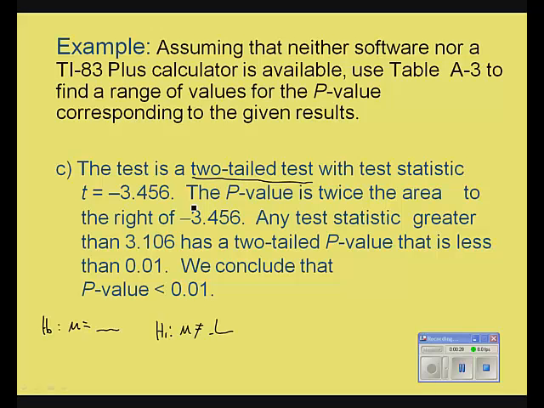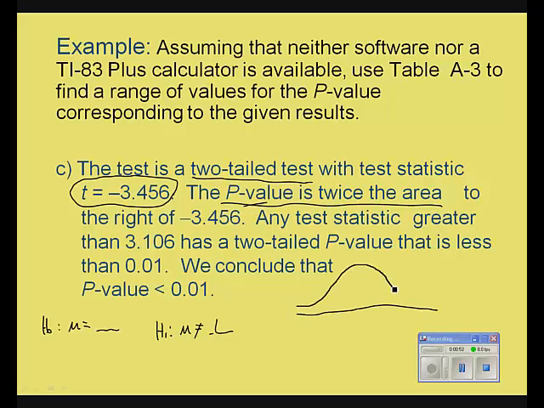So it says that the p-value is twice the area to the right of negative 3.456. Here was the deal. We computed this. Okay? We computed that value. It was our test statistic. And so on the picture, and again, this is a t distribution. Well, we had over here, let me say, negative 3.456.